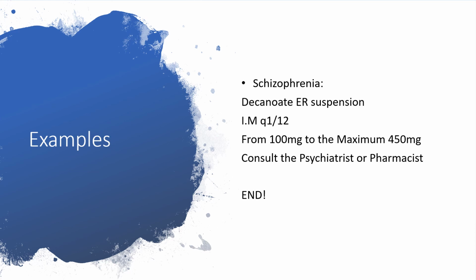The last example, schizophrenia. Here, adult decanoate extended release suspension could be used. And we should give this intramuscularly every month. We can start from 100 milligram to the maximum dose of 450 milligram monthly. But seek a consult with a psychiatrist before you embark on this journey, or you contact your clinical pharmacologist or pharmacist before placing that patient on this medication.